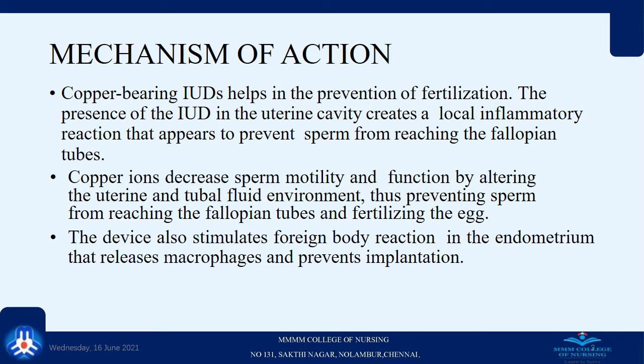The action of copper here in contraceptive devices is that the copper ions decrease the sperm motility and function by altering the uterine and tubal fluid environment. Thus preventing sperm from reaching the fallopian tubes and fertilizing the egg. This device also stimulates a foreign body reaction in the endometrium, thus releases macrophages and prevents implantation.